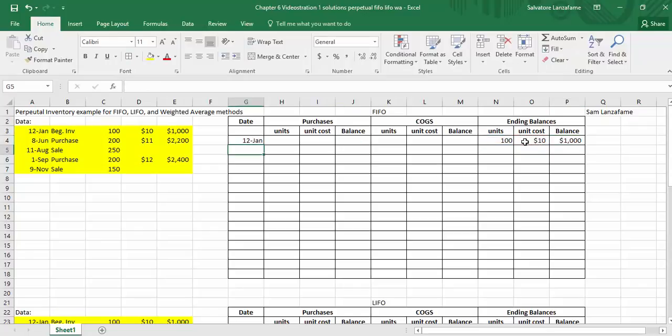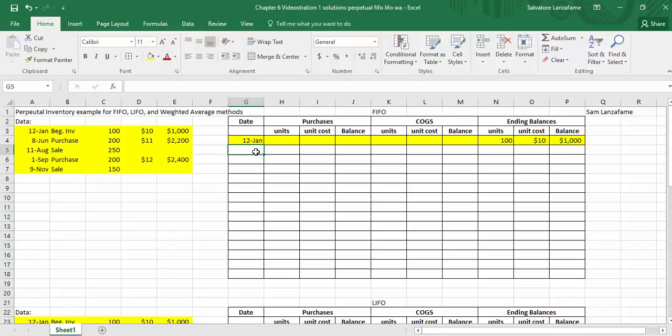Now, I highly recommend when you are doing this technique, whether it's FIFO, LIFO, or weighted average, when you're using perpetual and you're using this grid, that you color coordinate your transactions. In other words, for every date, create a color or alternate colors. It'll just help you to read this a lot clearer. By the time you get done with this, it can look a little confusing. So if you color coordinate it, it won't look confusing at all. It doesn't matter what colors you use.